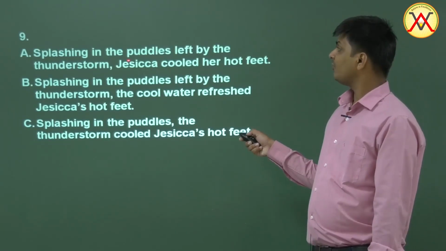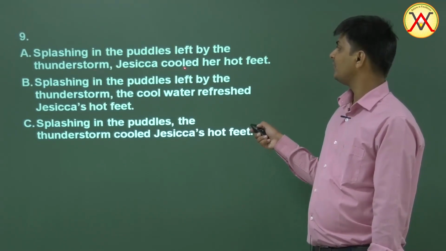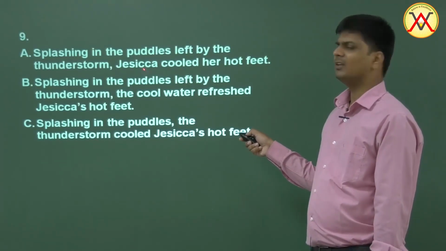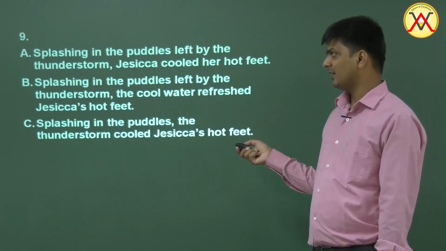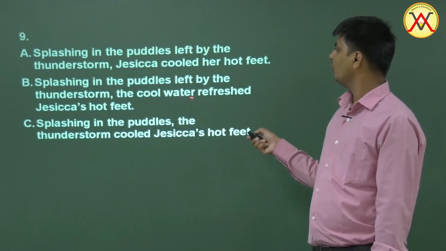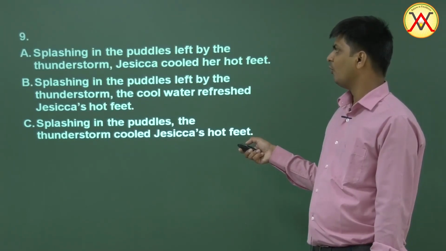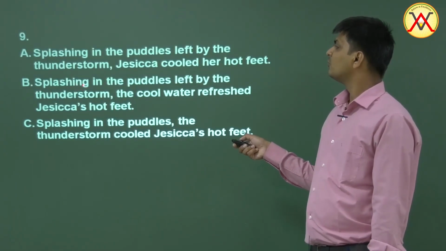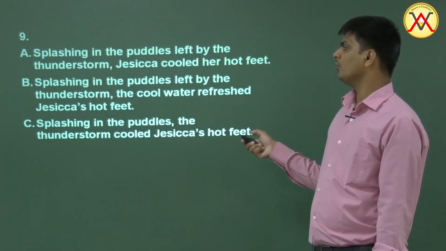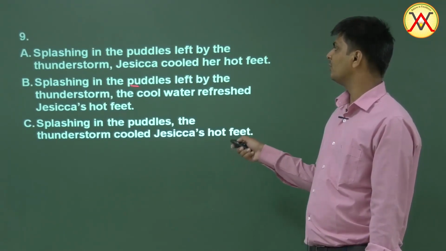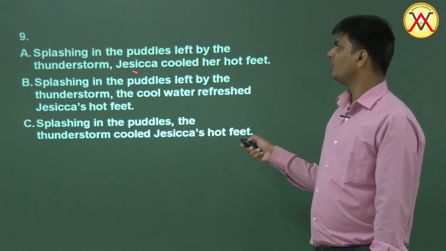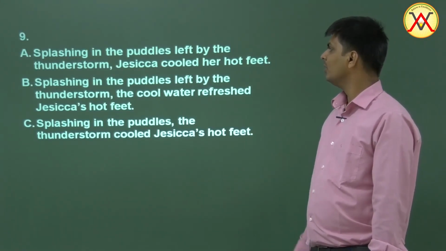Question number 9. "Splashing in the puddles left by the thunderstorm, Jessica cooled her hot feet." Well, who is splashing in the puddles? Jessica. That seems to be the right answer. Let's check the other ones also. "Splashing in the puddles left by the thunderstorm, the cool water refreshed Jessica's hot feet." Well, here "splashing in the puddles left by the thunderstorm" is the modifier. The cool water is put close to it, so it seems that the cool water is splashing in the puddles, which is wrong. It's Jessica who is splashing in the puddle, and therefore it is wrong.